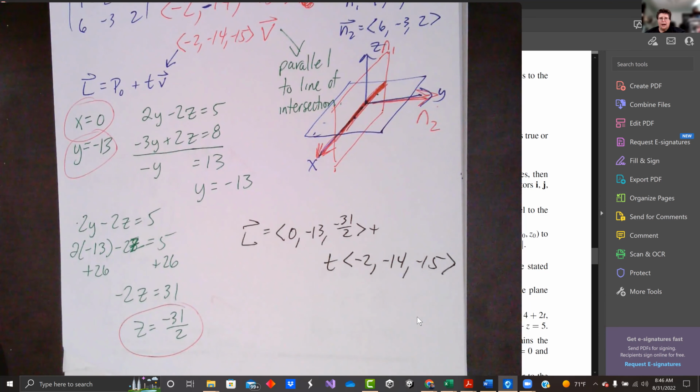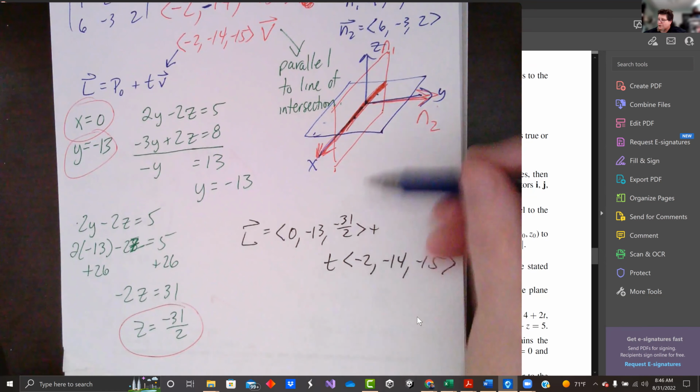If you zeroed out y or z, you're going to get a different value. We can look at that if you'd like. I think I understand that you're just getting something on the one plane and not on both of them. No, that's not what we're looking for. I'm getting something on both planes. This point, 0, -13, and -31 over 2, is on both planes.